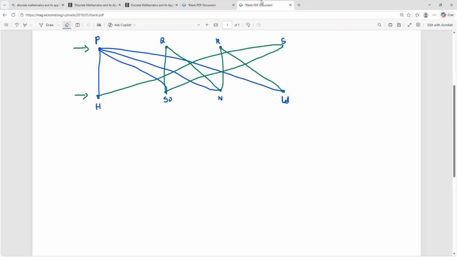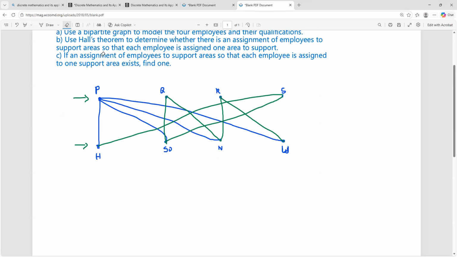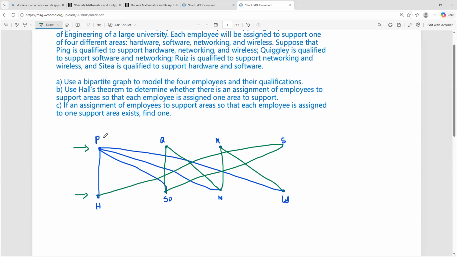I don't want to confuse you, but to briefly go into it, think about it like this. Imagine each person here. Not only do they match to whoever they match with, but they listed how much they want it, in a sense. For example, if all four can do all four, Ping is going to rate which of the four he or she wants in preference. Same thing for Quigley, same thing for Ruiz, and same thing for Sutia. They're going to have preferences.